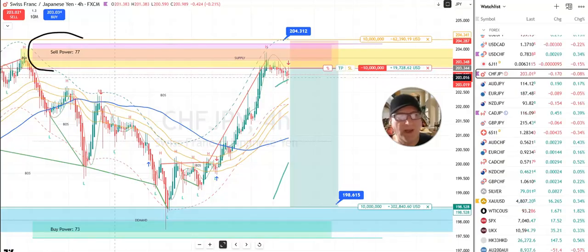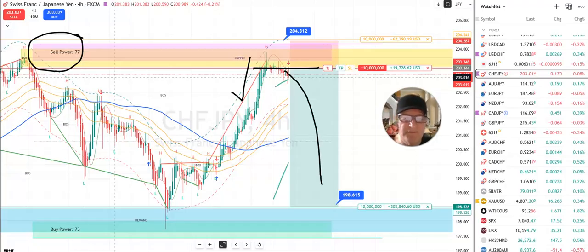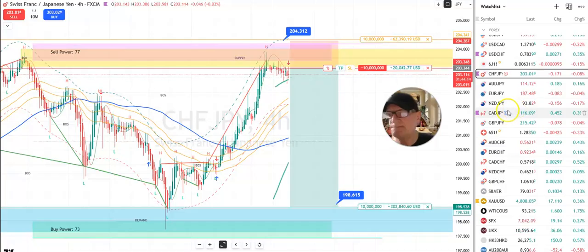We know we've got a sell power of 77, very strong. We know we have negative divergence in the market and the software, and we have a sell right on the money there, on the order block of supply. Now, how far this is going to go, we don't know. However, the software is telling us 198.61. This is the strong demand area where we'll be looking to buy it again, possibly once it gets down there.